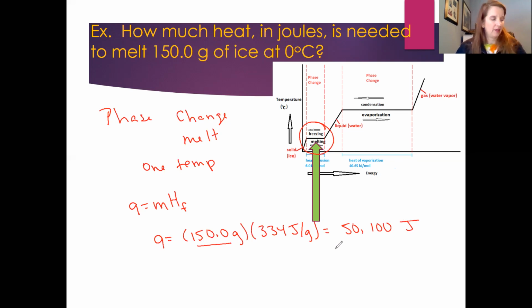Technically we should put this in scientific notation, but let's not worry about that. 50,100. No Q equals MC delta T because there was no temperature change.